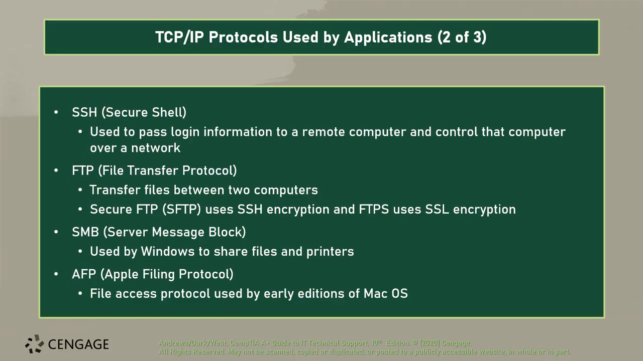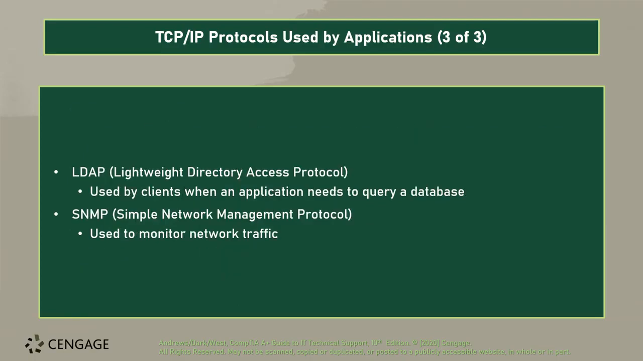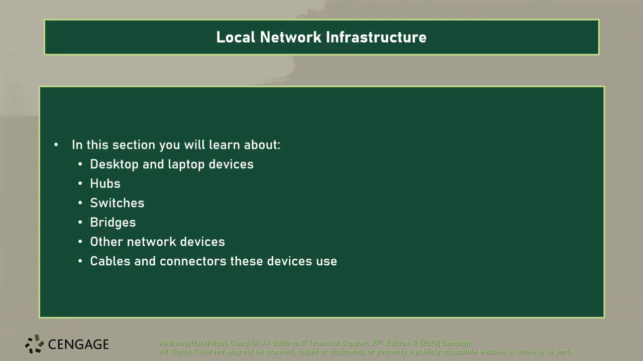SMB, Server Message Block, is used by Windows to share files and printers. Apple Filing Protocol, AFP, is an early Mac OS protocol that was used to do file access. LDAP, Lightweight Directory Access Protocol, is used by clients when an application needs to query a database. And SNMP, Simple Network Management Protocol, is a traffic monitor.